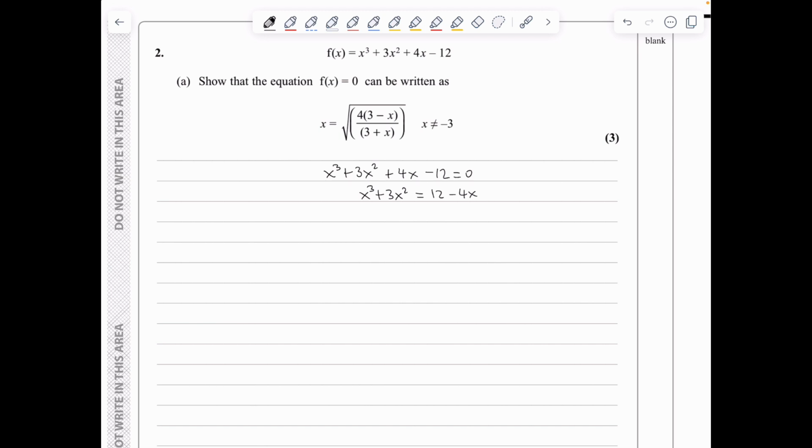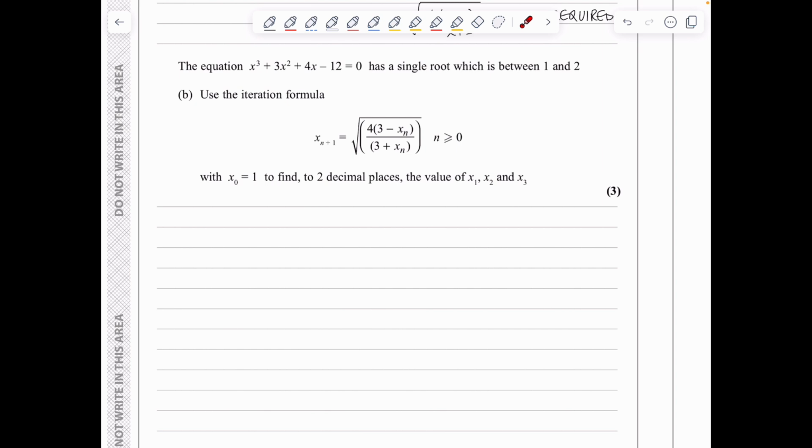Well, we can see that there's a common factor of x² on the left hand side, so x²(x + 3). And on the right hand side, we've got a common factor of 4, so 4(3 − x), which leads to x² = 4(3 − x)/(x + 3). And therefore, all I need to do is take the square root of the right hand side, so we're looking at the square root of 4(3 − x)/(x + 3), as required.